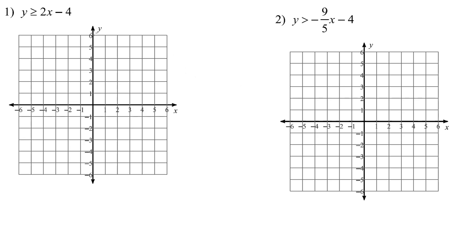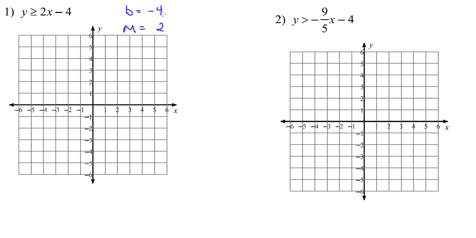All right, so let's go ahead and review for our quiz on graphing linear inequalities. So number 1 says y is greater than or equal to 2x minus 4. And this linear inequality is already in slope-intercept form. Our y-intercept is negative 4, and our slope is positive 2.